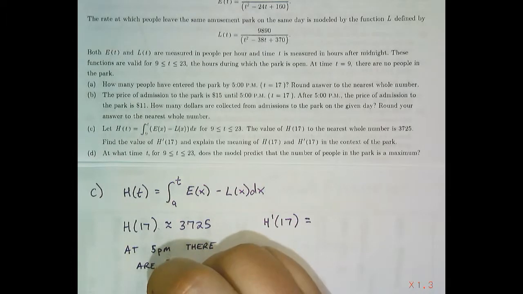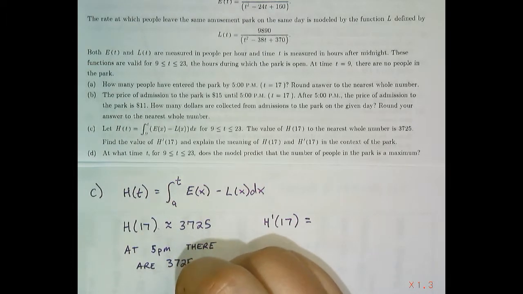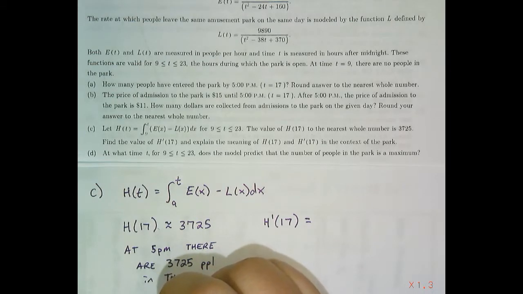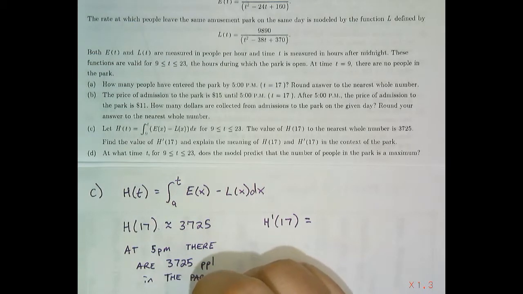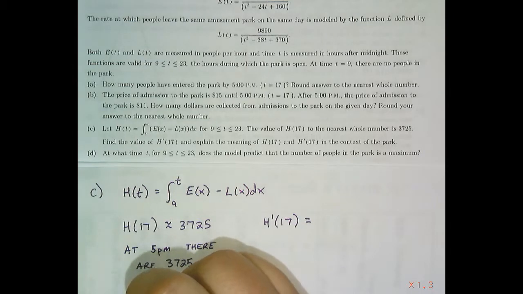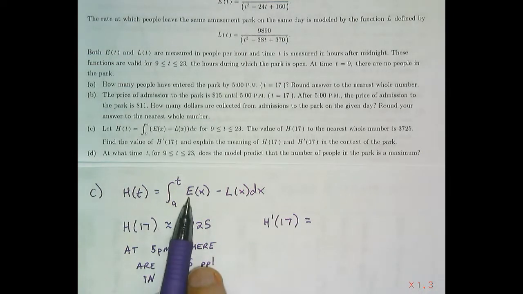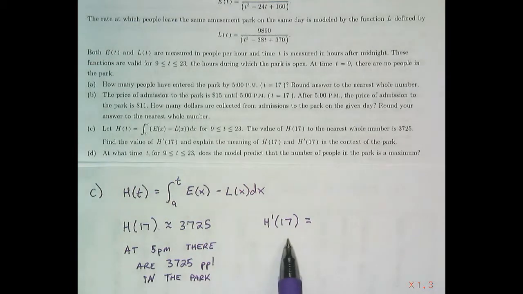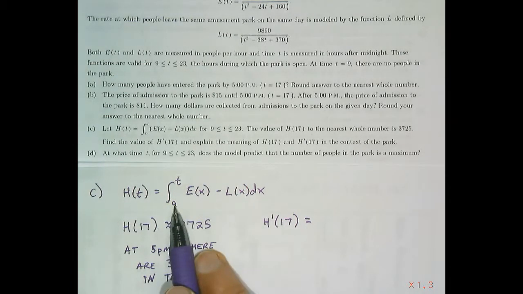There are 3,725 people in the park, because we are calculating the total number that had entered, take away the total number that have left the park. H prime of 17, well, they're asking us to take the derivative of this and evaluate this at 17.